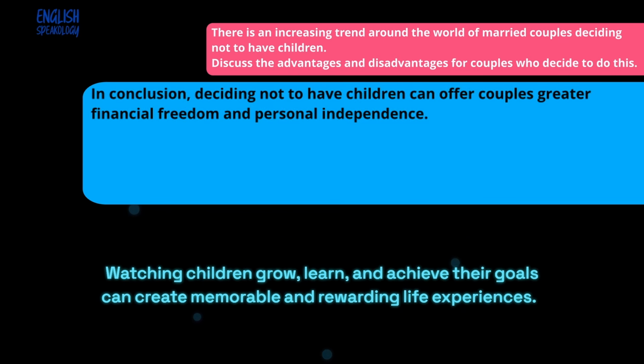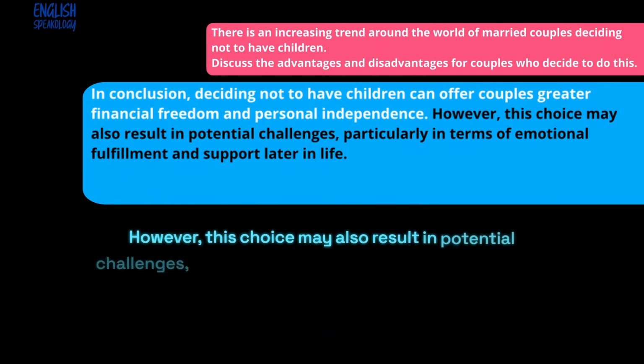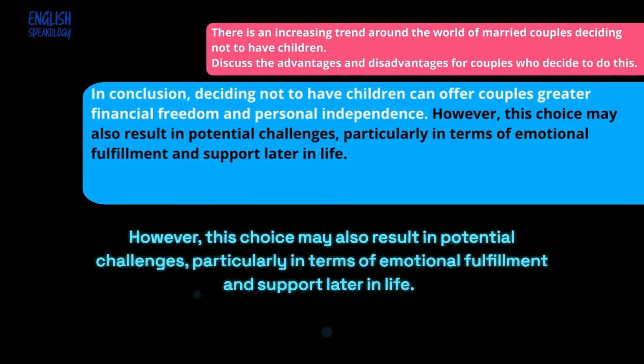This sentence summarizes the advantages we discussed earlier. Notice that we paraphrased the ideas rather than repeating them exactly. This demonstrates good vocabulary range. Now we write the final sentence. However, this choice may also result in potential challenges, particularly in terms of emotional fulfillment and support later in life.